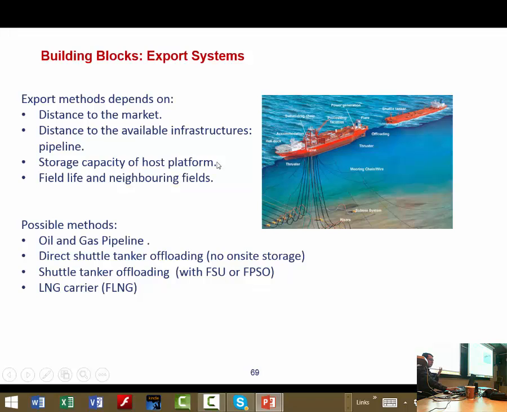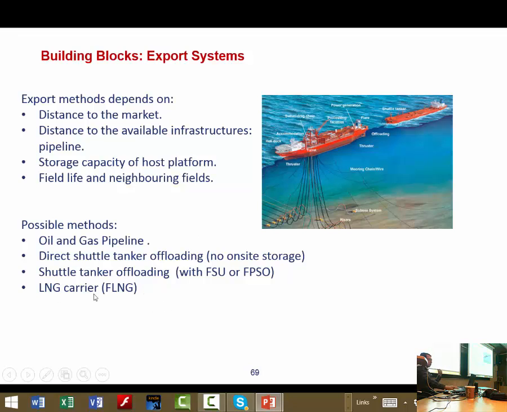And one of the building blocks is the export system, where you have two solutions, exporting by pipeline or exporting by shuttle tanker, which depends on the distance to the market and the distance to available infrastructure or pipeline. A possible method is an oil and gas pipeline, or direct shuttle tanker offloading, where, for example, you have a floating unit without any storage. Then you should calculate the frequency of offloading, and then you should allocate, for example, 2 shuttle tankers close by, and when one is full and going, another one is connected and another one is coming to the queue. So there is always one shuttle tanker online.